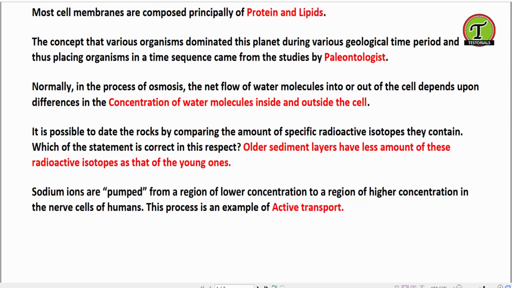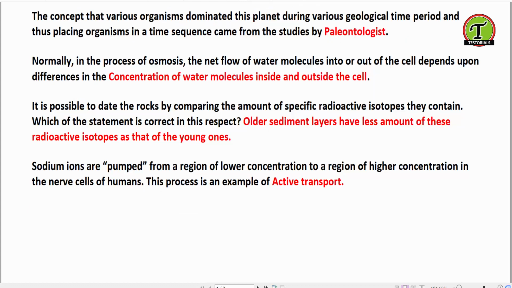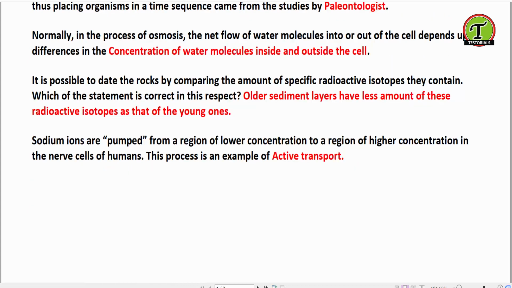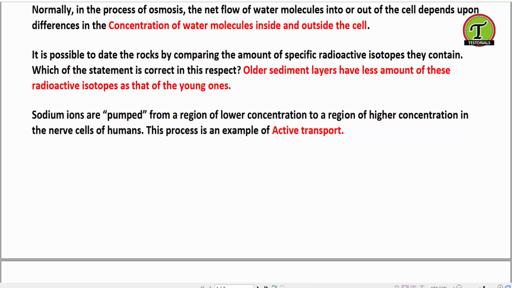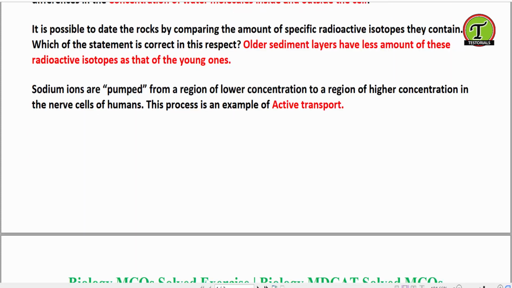Normally, in the process of osmosis, the net flow of water molecules into or out of the cell depends upon differences in the concentration of water molecules inside and outside the cell. It is possible to date the rocks by comparing the amount of specific radioactive isotopes they contain. Which of the statement is correct in this respect? Older sediment layers have less amount of these radioactive isotopes as that of the young ones.